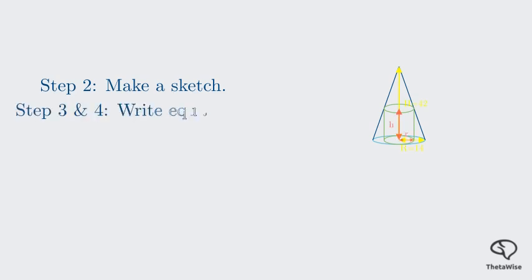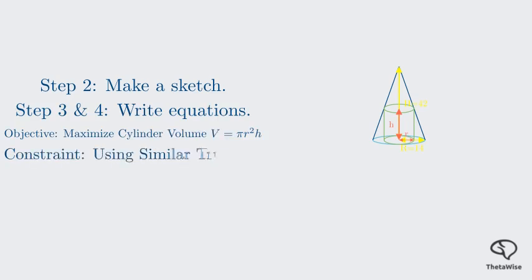Let's begin with a sketch. We have a cone. Let's call the base radius of the cone R and its height H. Inside, we have an inscribed cylinder. Let's call the cylinder's radius r and its height h. The objective is to maximize the cylinder's volume, V, which is pi r squared h.